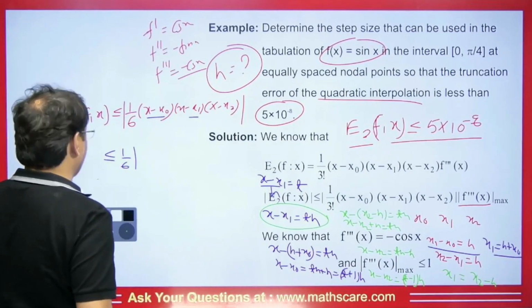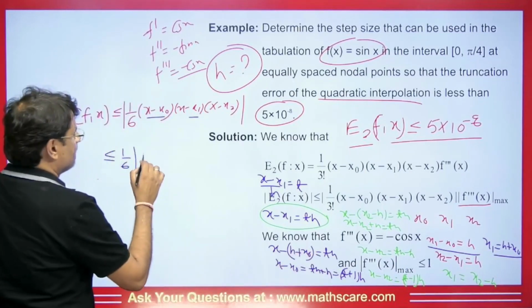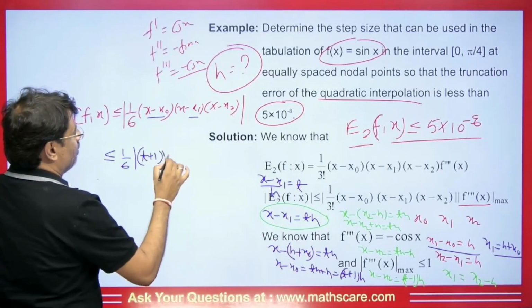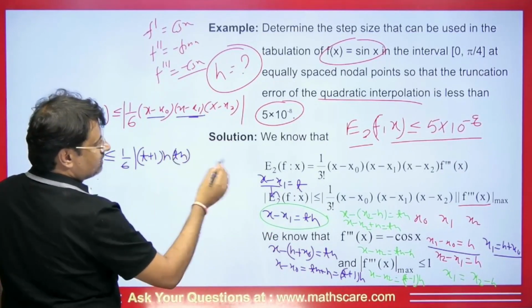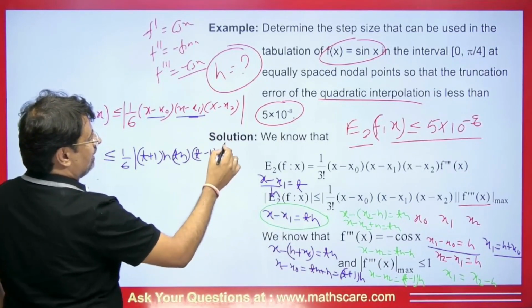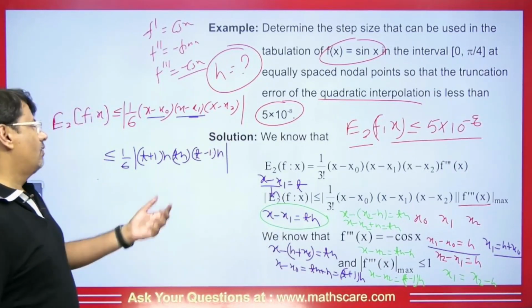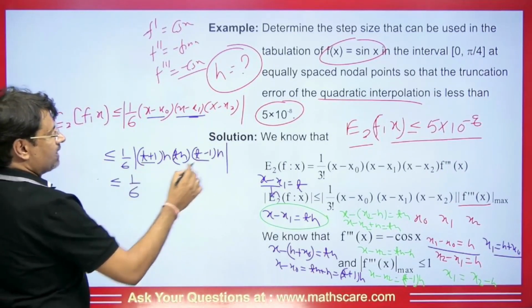From here, the value we get for x minus x0 is (t plus 1)h. And here th is coming, right? So here the value of this will be (t minus 1)h, clear? Here we will have the value of this. So this will come 1 by 6, (t minus 1), (t plus 1) and this t.